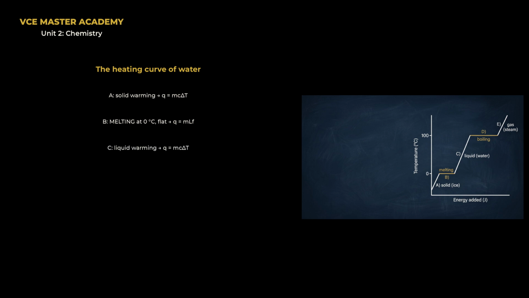Section C. All melted. Now the liquid warms from 0 to 100 and the line climbs again. Section D. Flat again at 100 degrees. Boiling. This is MLV, and look how long this flat section is compared to the melting one. About 7 times longer, because LV is about 7 times bigger. The graph is showing you the numbers.